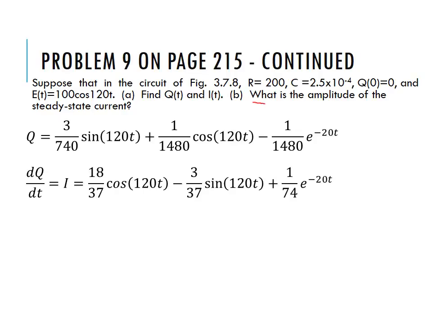Now, part B wants to know what is the amplitude of my steady state current. Well, as time gets very large, this term is going to go to 0. That's the transient part of this equation. And this is my steady state current. Well, it wants the amplitude.